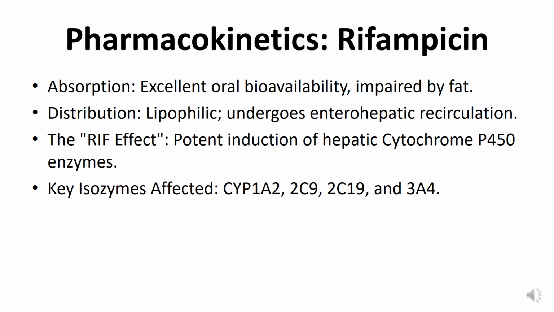Several important cytochrome P450 isozymes are affected. These include CYP1A2, CYP2C9, CYP2C19, and CYP3A4. Together, these enzymes are responsible for metabolizing a wide range of medications. Examples include anticoagulants, antiepileptic drugs, oral contraceptives, corticosteroids, antiretroviral agents, and many cardiovascular medications.